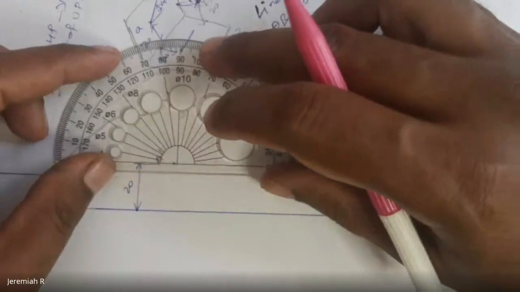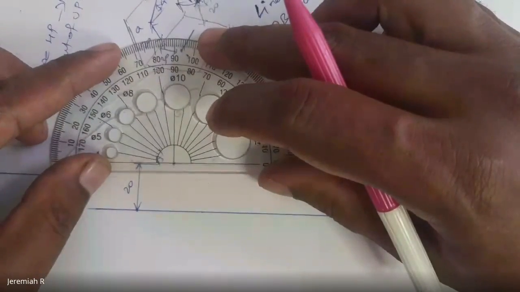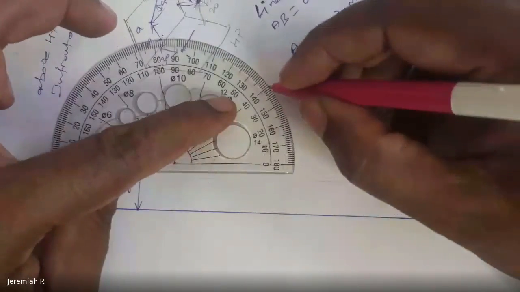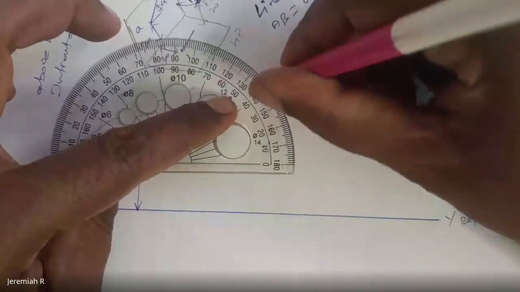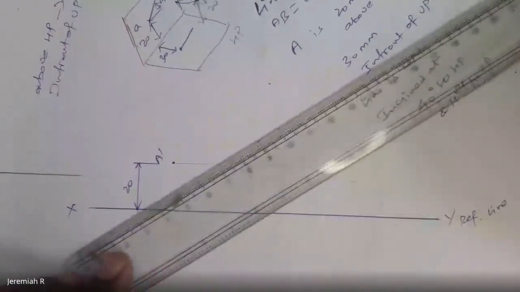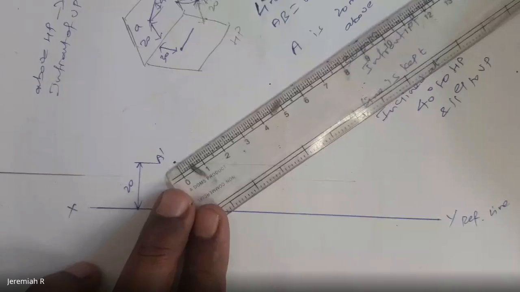Just keep the protractor here. From here, with the angle of 40 degrees, locate a point here. And what is the length of this line? The length of the line is 60 mm.